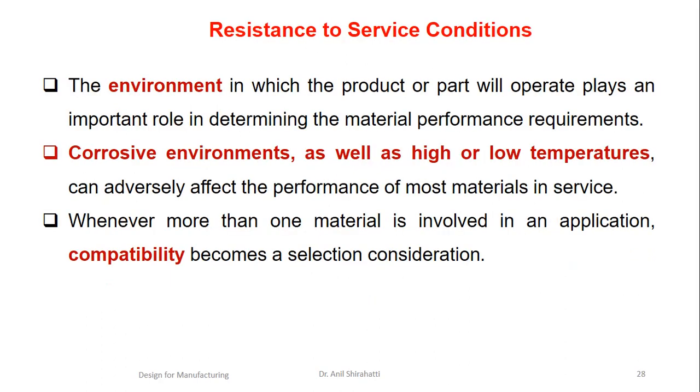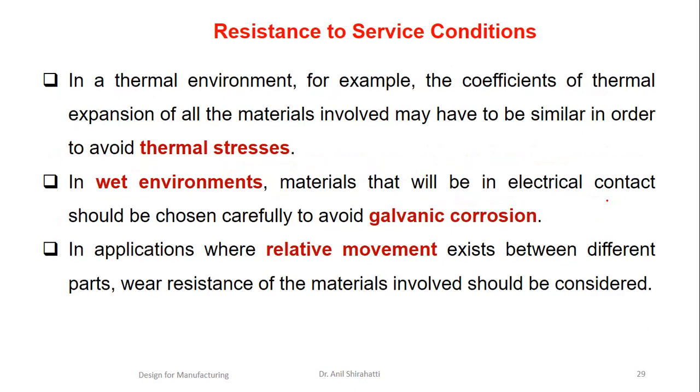The last one is resistance to service condition. The environment in which the product or part will operate plays an important role in determining the material performance requirement. Corrosive environment as well as high or low temperature adversely affect the material performance in service. Whenever more than one material is involved in the application, compatibility becomes a selection consideration. For example, if the temperature is, let's say, 250, I have to go for mild steel or stainless steel. I may not go for a plastic in that case.